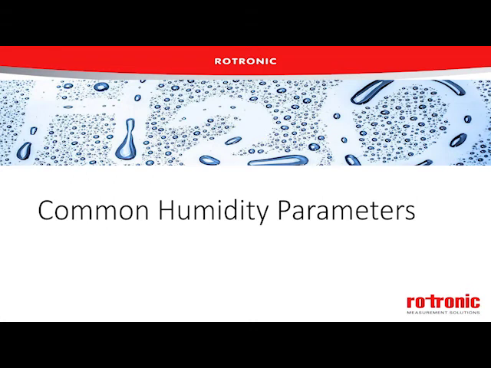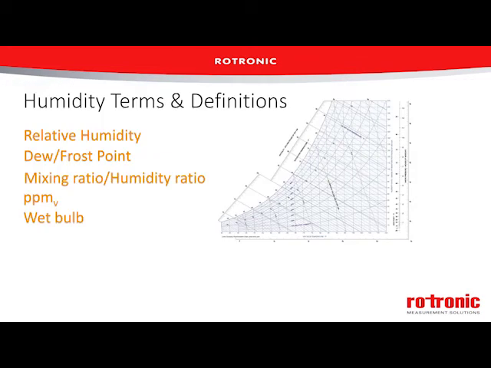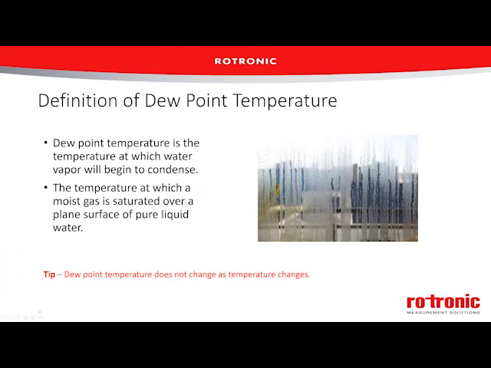And with that, I'm going to go ahead and get into the parameters. So the common humidity parameters, and there's more than these, but these are the most common ones you'll hear about. We're going to talk about relative humidity, and as Michael mentioned, we'll do a deep dive on relative humidity last from these parameters, but first we'll talk about dew point, frost point, mixing ratio, or sometimes called humidity ratio, parts per million, and then wet bulb. And we're going to get right into it here with dew point, and Michael is going to give us a definition of dew point and frost point.